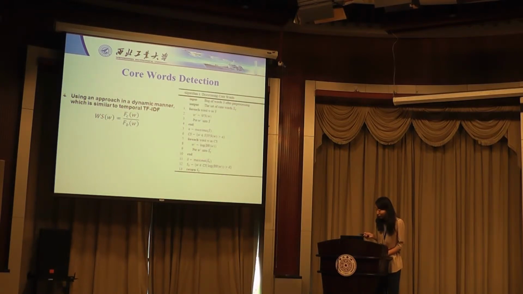Now let's see the discovering core words algorithm. First, we rank the words according to their WS scores. And then we set a threshold alpha to determine the candidate core words with high WS scores. Finally, we select the top few with highest DF scores as core words. Here, the DF is document frequency.